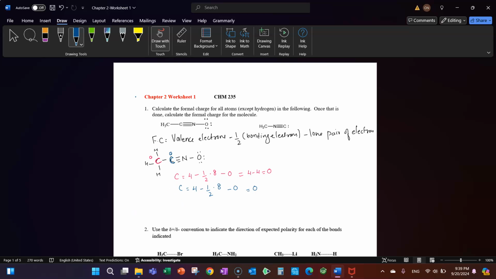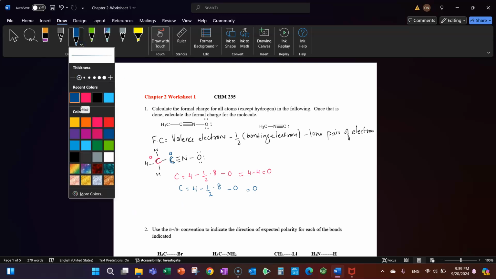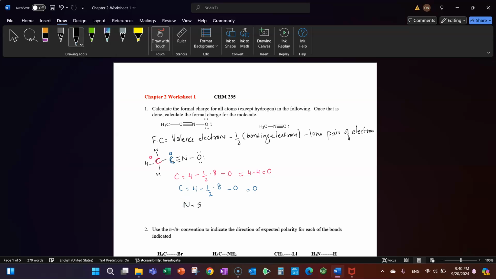Now with the nitrogen, valence electrons for nitrogen is 5 minus 1/2 the number of bonding electrons, which is 8. You count 2, 4, 6, and 8. And any lone pairs? No, so put a 0. So it's 5 minus 4, which is 1, plus 1. So this nitrogen has a formal charge of plus 1.